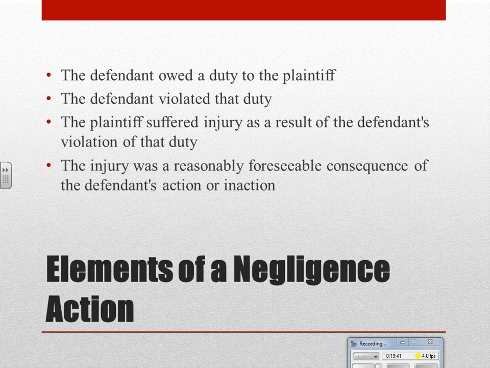So in our example, here is the plaintiff. This is our plaintiff. This is the lady. She's a girl. Okay, this is the plaintiff. So she's driving along. She's going this way. Okay?